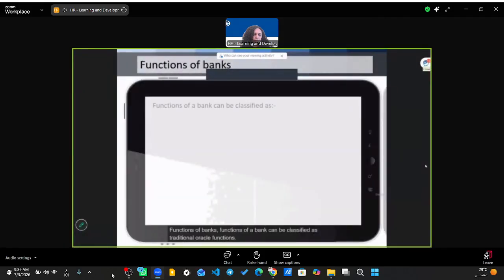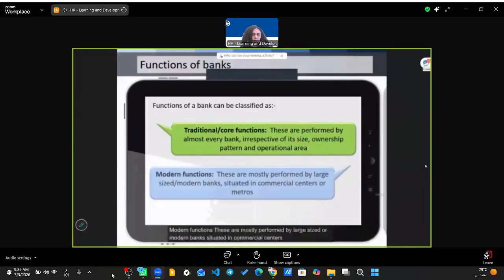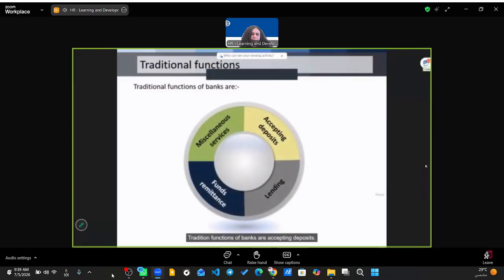Functions of banks. Functions of a bank can be classified as traditional, or core functions. These are performed by almost every bank, irrespective of its size, ownership pattern, and operational area. Modern functions are mostly performed by large-sized or modern banks situated in commercial centers or metros. Traditional functions of banks are accepting deposits, lending, funds remittance, and miscellaneous services.